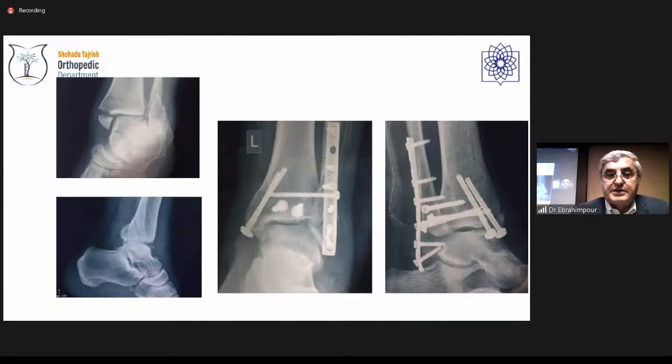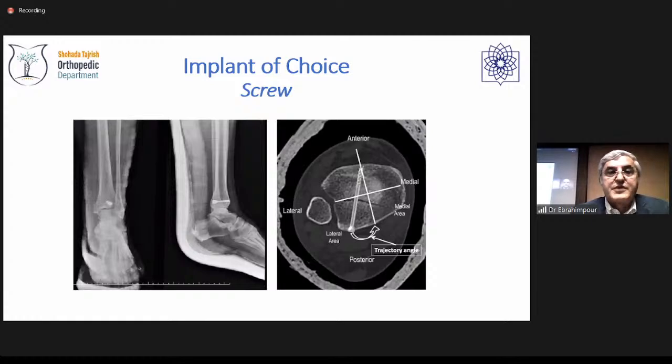This is another example using a 1/3 tubular plate and also screws and washer for the posterior malleolus. The lower the profile, the better the result. And here we are using this cannulated screw for type 1 Haraguchi.